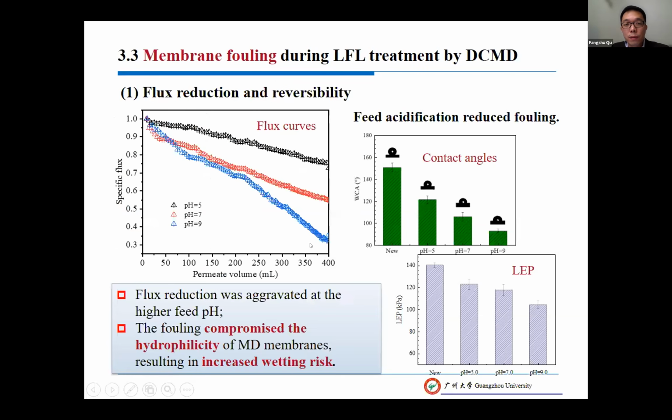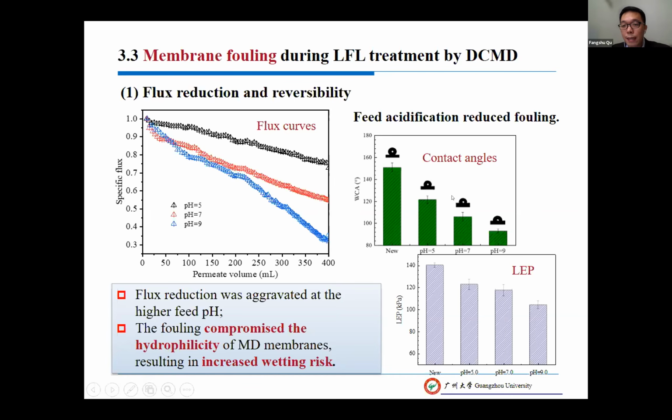The following is the most significant problem investigated, the membrane fouling. From these figures, we can find that the fouling is strongly affected by the feed pH. The specific flux decreased to 0.3 when the feed pH was 9. When the pH was adjusted to 5, the flux reduction was only 13%. Only 13%. The results indicated that the feed acidification can help to reduce the MD fouling.